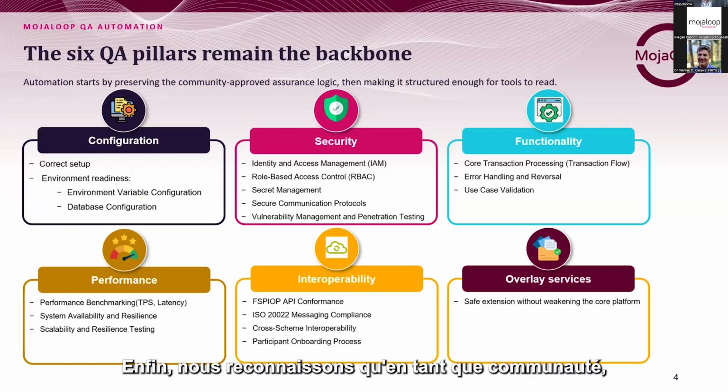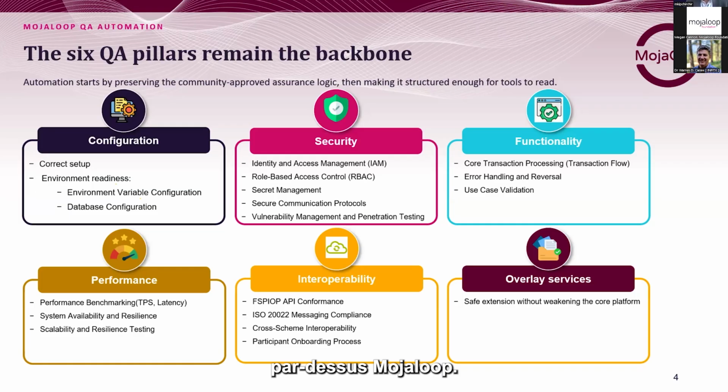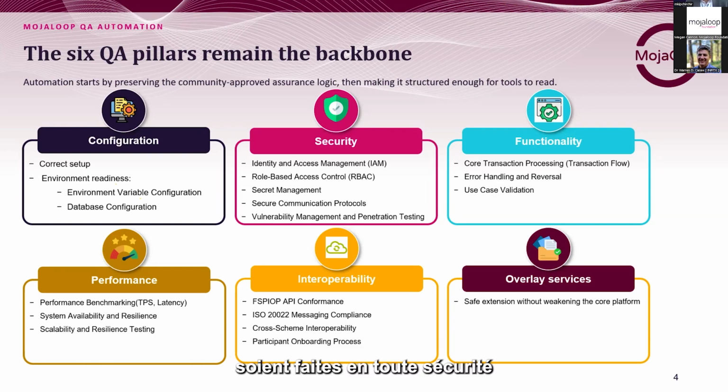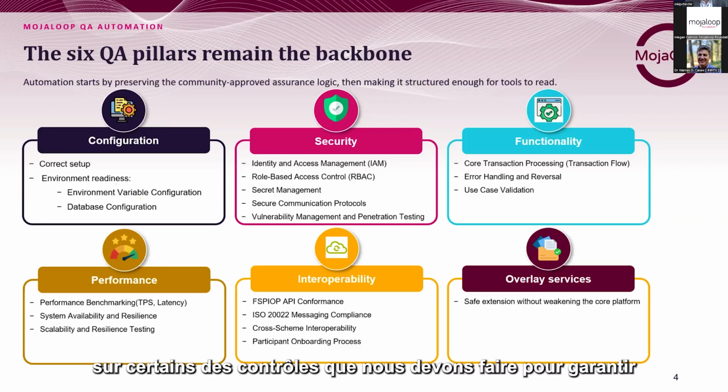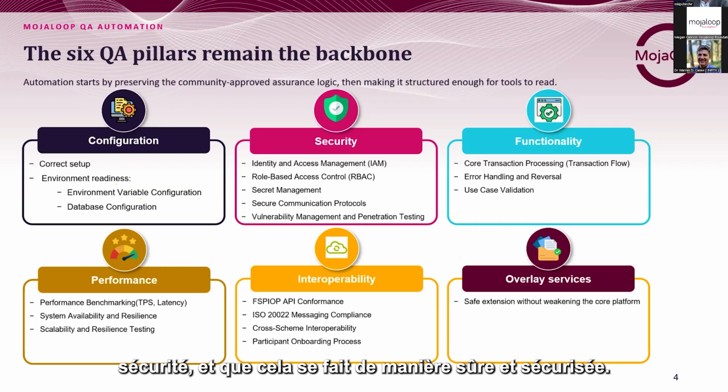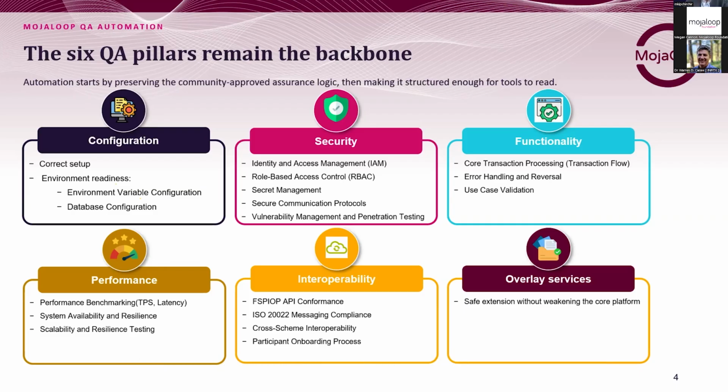Finally, we recognize that as a community, we're going to have innovations that we build on top of Mojaloop. The key concern for us is to ensure that those innovations are done safely and do not introduce risks to Mojaloop. So we've also developed tools in this framework for some of the checks that we have to do to ensure that any overlay services we build on Mojaloop have the right security and are done safely and securely. Those are the six pillars in the framework, which we have already delivered, mostly in Word and Excel documents, and is available to the community.